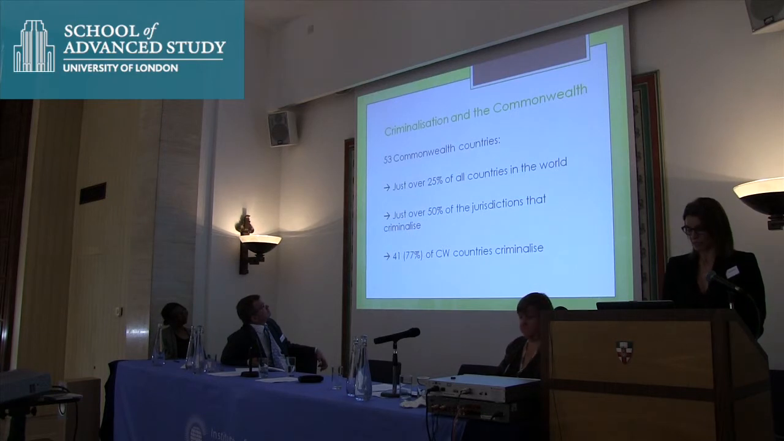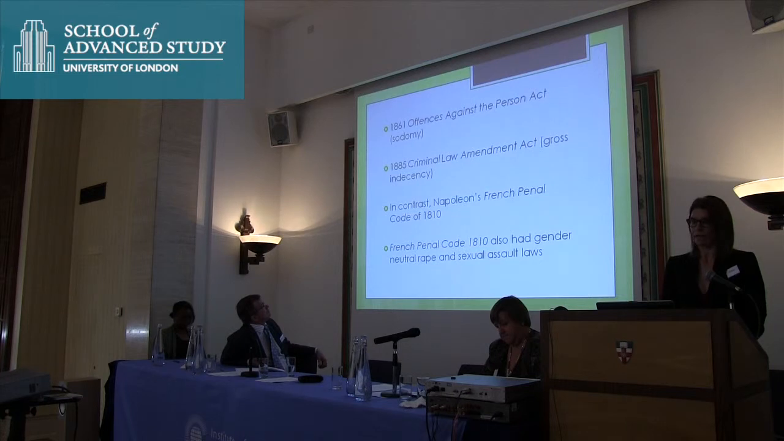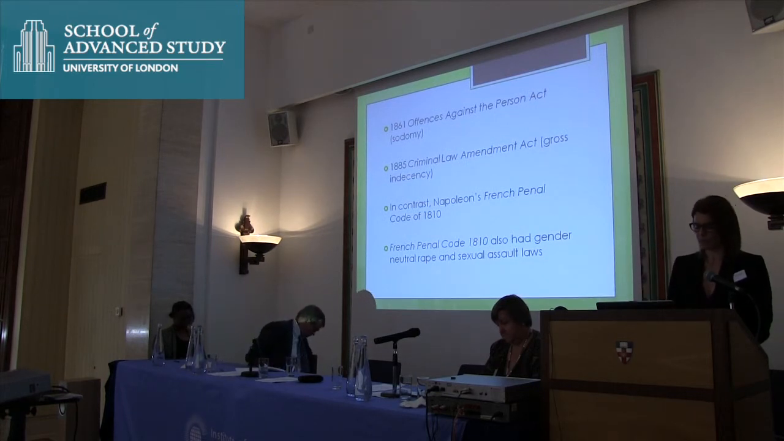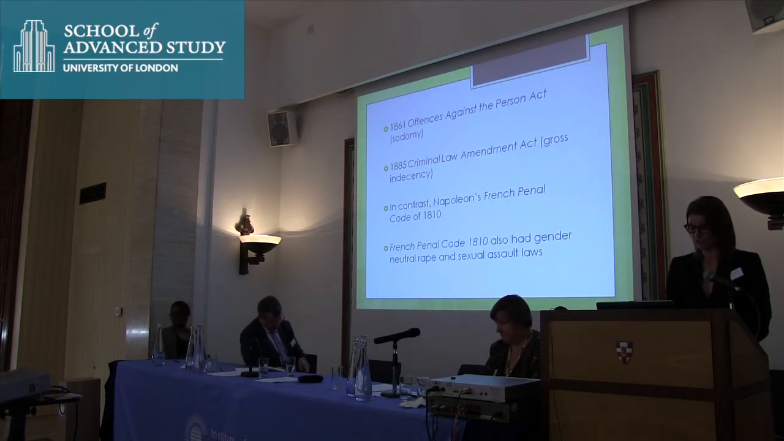So again, just in terms of statistics, there are 53 Commonwealth countries, as we know. That's just over 25% of all countries in the world, and yet they represent over 50% of the jurisdictions that criminalize homosexuality, almost 80%. And these laws originate from the 1861 Offences Against the Persons Act, which related to sodomy. Of course, those laws go all the way back to 1533, when the death sentence applied to sodomy, and of course even before that to canon law. But it was the 1861 Offences Against the Person Act that was in place at the time of the colonial project, and therefore spread around the Commonwealth. And gross indecency, as I said, was added in 1885.